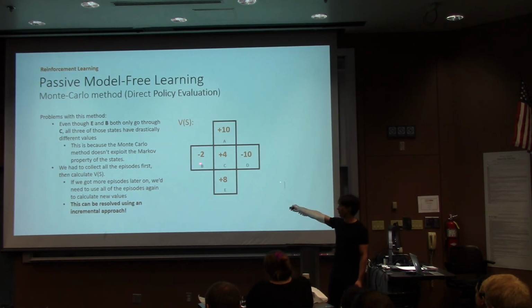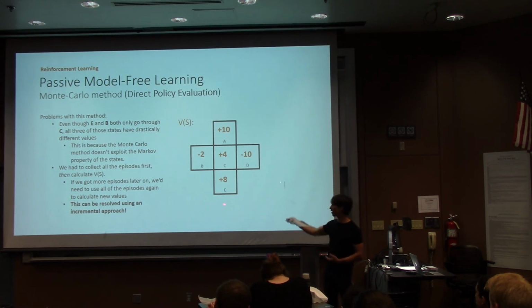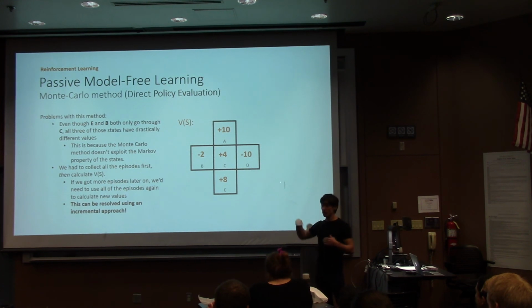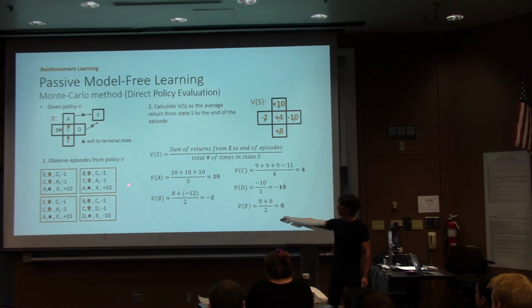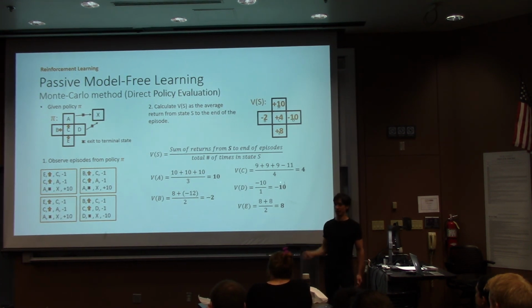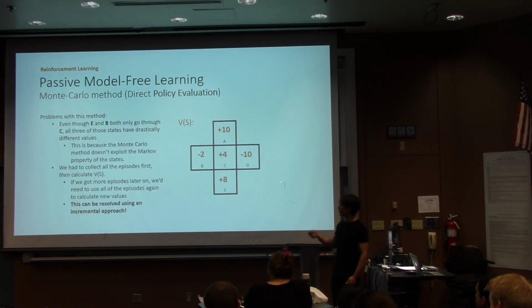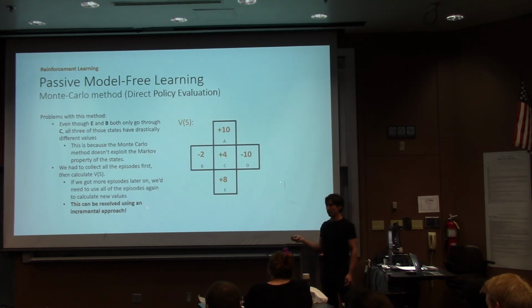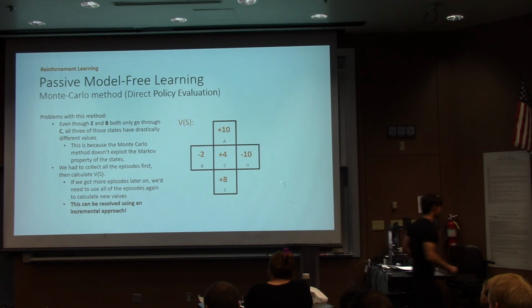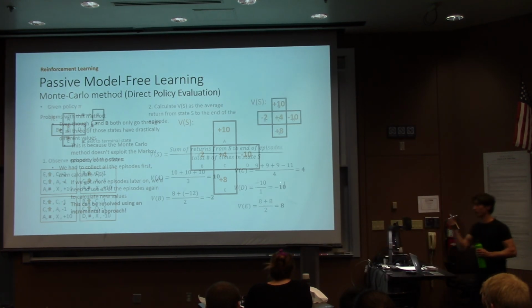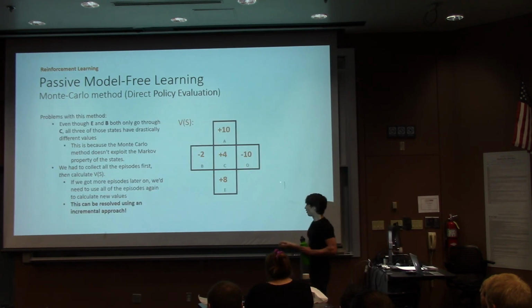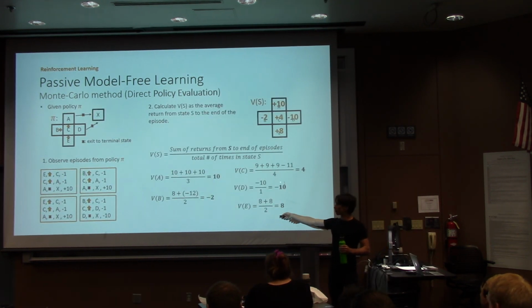Because we started with B and ended up getting -10 somewhere, we got a bad value. We started at E, we got a lot of points back, we got a high value. So this means we're actually wasting a ton of information. B has no idea that he has any probability that he could get a high value for A. Also, notice that in order to do this, we have to take all of our episodes at the beginning, and after we have those episodes, we can compute the values. But if we were to get more episodes later on, we would have to recalculate our values of S for all the old episodes plus the new episodes.